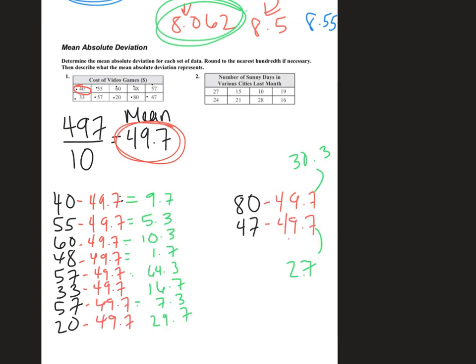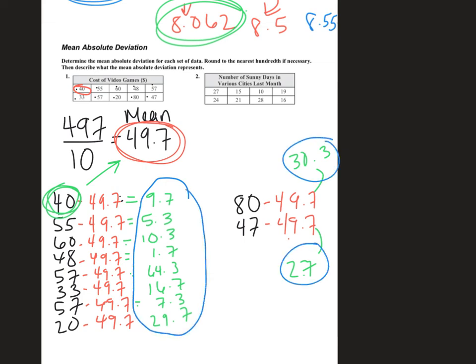Next, after we find the positive difference between each one of those numbers, the cost of the video games and the mean, so notice 40 minus 49.7 equals 9.7. 55 minus 49.7 is 5.3. 60 minus, so I'm going to go through and find the difference between each one of these numbers and the mean. Once I have all of those numbers, I am going to take the mean of all of these numbers, which means I'm going to have to add them all up and then I'm going to divide by how many there are.